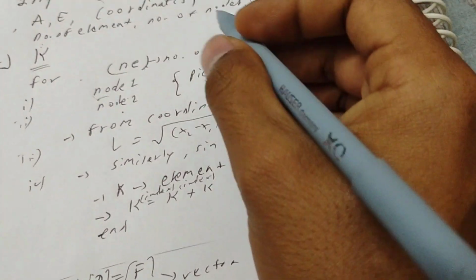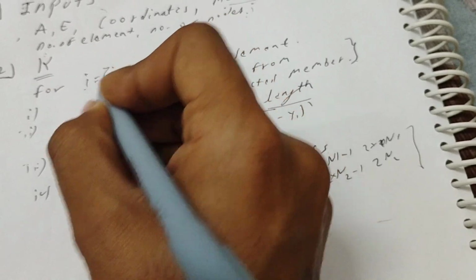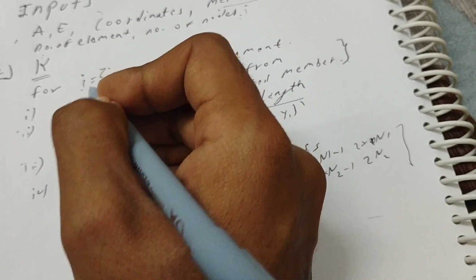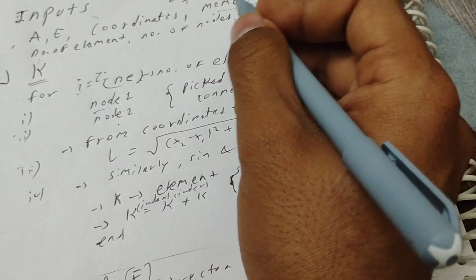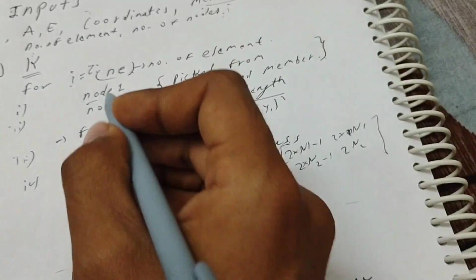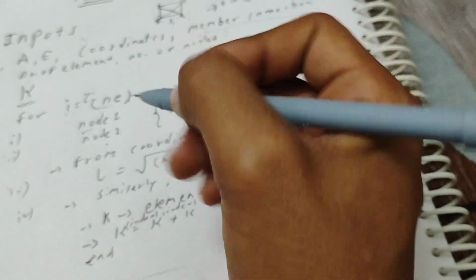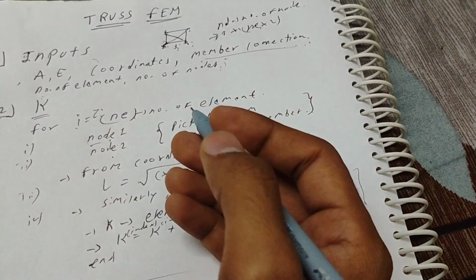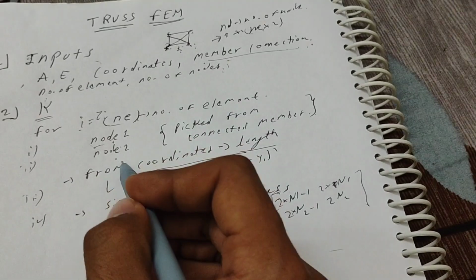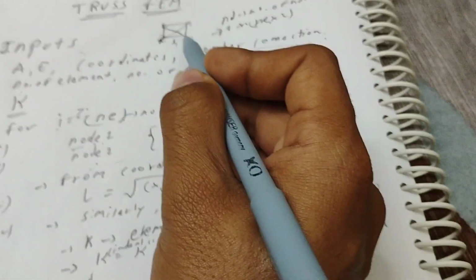We will take it from the member connection matrix, node 1 and node 2. So we take i equals 1 to the number of elements, and the first row of this member connection matrix, where the first column will be node 1, and the second column will be node 2. So from here we get this node and this node.